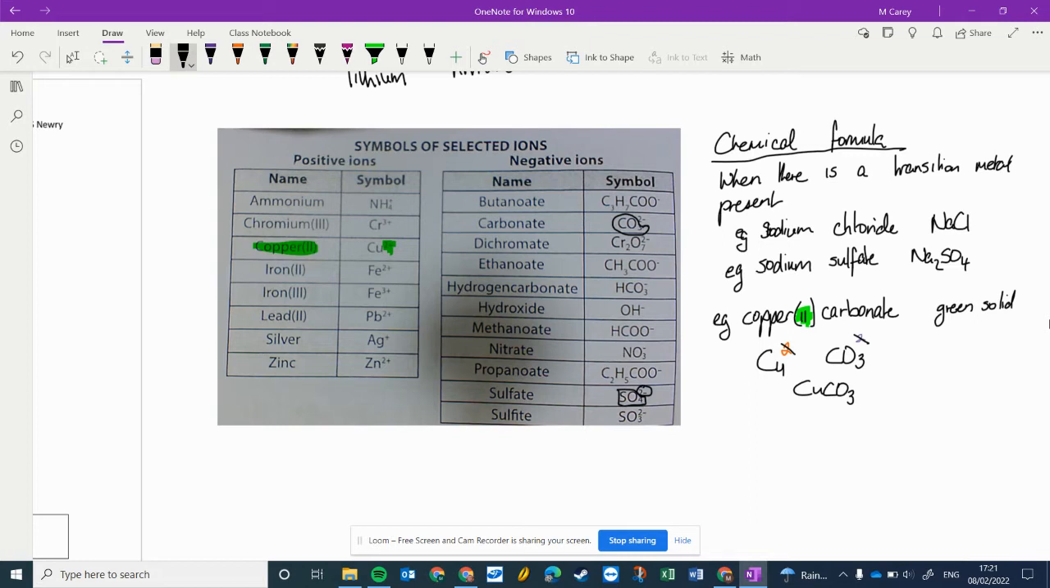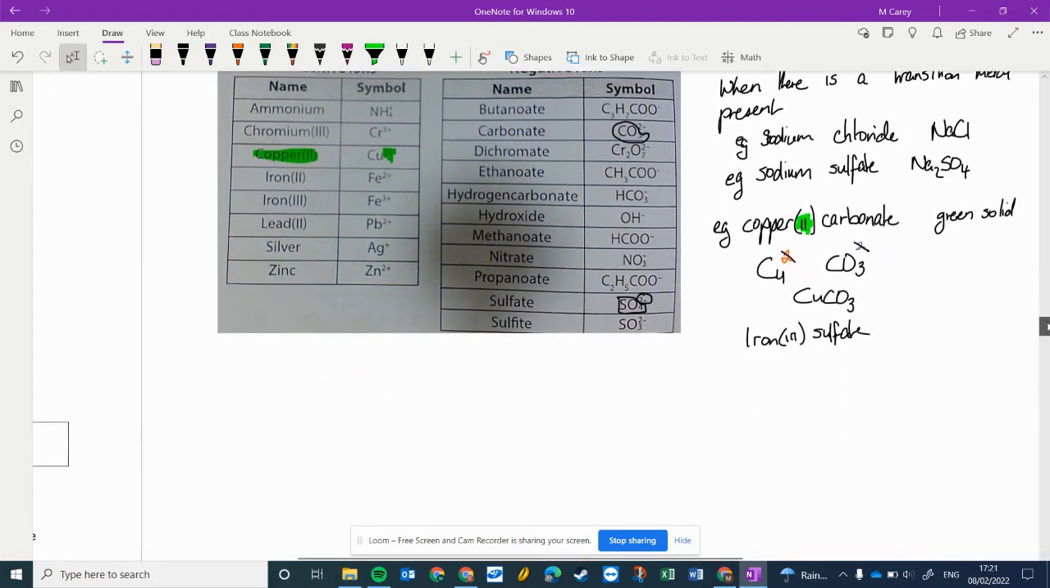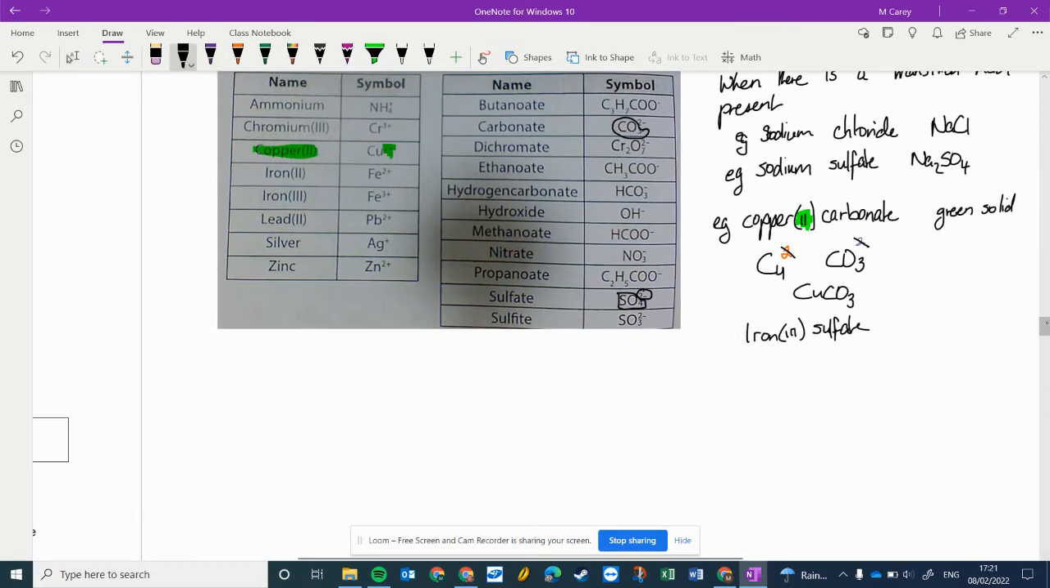Okay, so let's have a look at, what about iron 3 sulfate? What kind of chemical formula will that have? So this time, you have iron 3. So if you think you can do it, have a go yourself before you play the rest of the video. So iron 3, first thing we need to look at is iron 3. That means the Roman numeral 3 means that it has a 3+ charge.